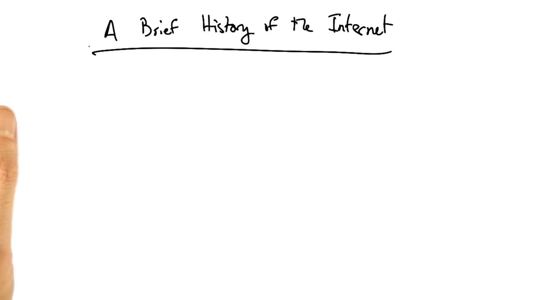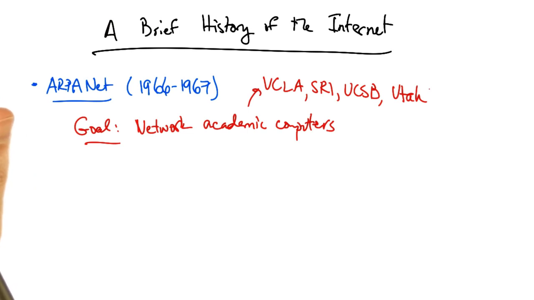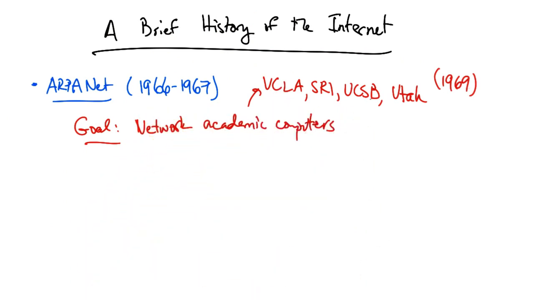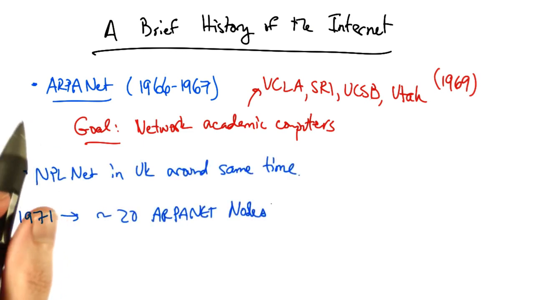In this lesson, we will cover a brief history of the Internet. The Internet has its roots in the Arpanet, which was conceived in 1966 to connect big academic computers together. The first operational Arpanet nodes came online in 1969 at UCLA, SRI, UCSB, and Utah. Around the same time, the National Physical Laboratory in the UK also came online.